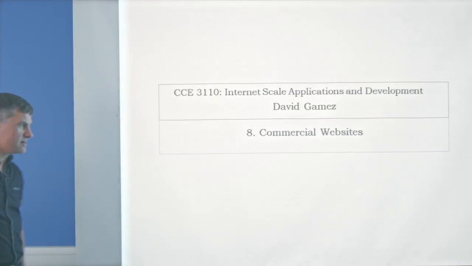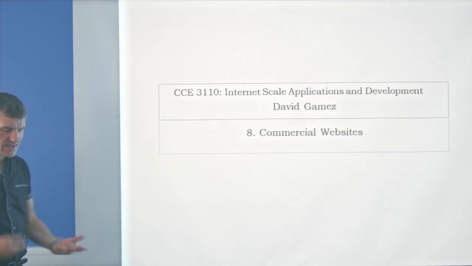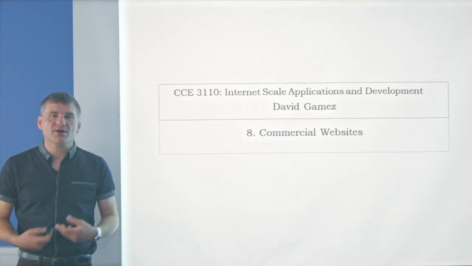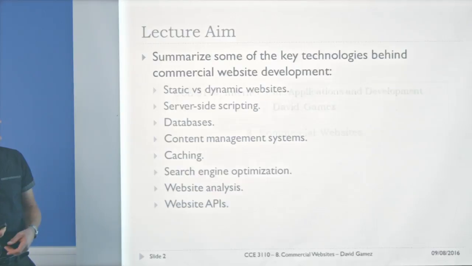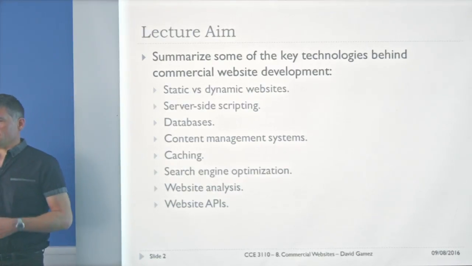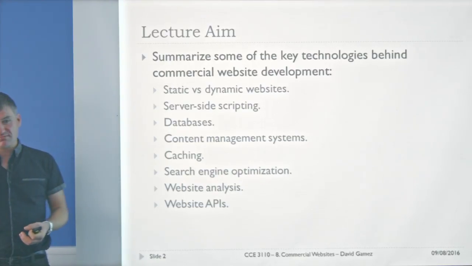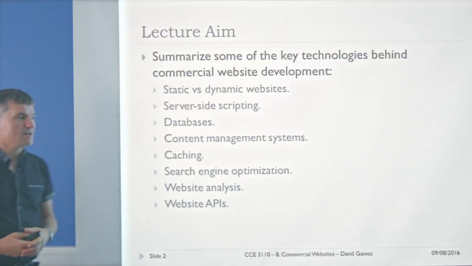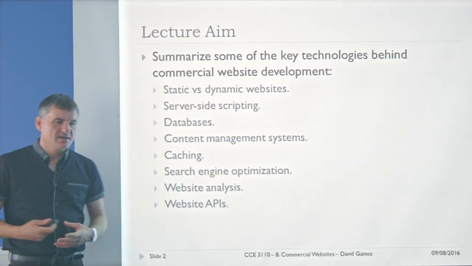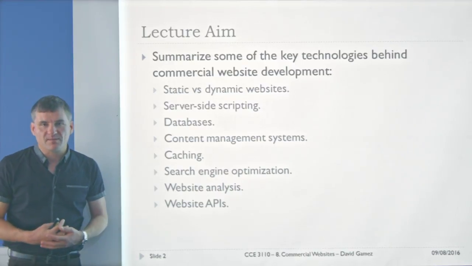Okay, so in this lecture, I'm going to talk you through some of the architecture stuff that goes on at the back of commercial websites. Commercial websites are big internet scale applications that run across thousands, tens of thousands of servers, have enormous quantities of data, and do big scale data processing. So they're a very good example of an internet scale application.